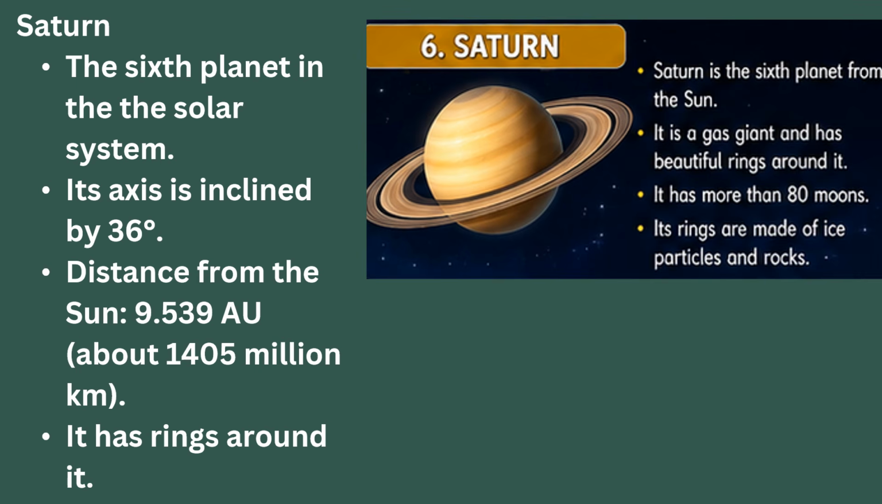Next is Saturn. Saturn is the sixth planet in the solar system. The axis is inclined by 36 degrees. It has rings around it. It is a gas giant and has beautiful rings. It has more than 80 moons, and the rings are made of ice particles and rocks.